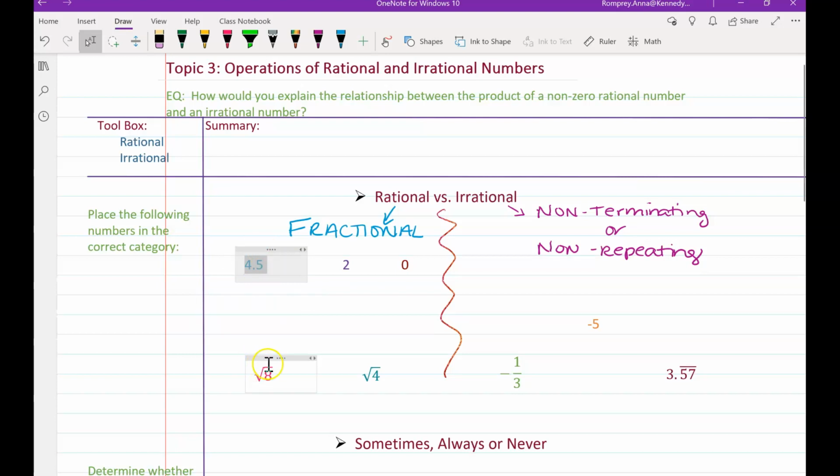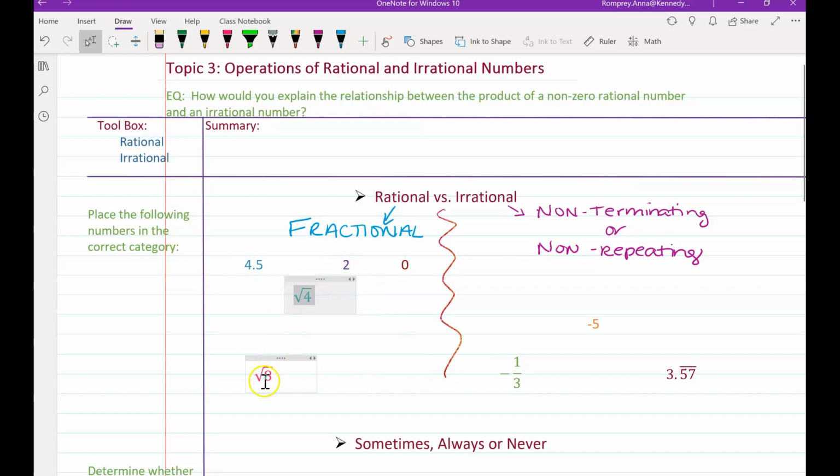All right, now square root of 8. Can we break that down? Let's think about that. Is the square root of 8 a perfect square? Remember, a perfect square means a number that multiplies by itself to get that. So let's go over to square root of 4. Well, what is the square root of 4? It's 2. So you always think about simplifying before you try and classify. So square root of 4 is 2, and again, we just said 2 is a rational number.